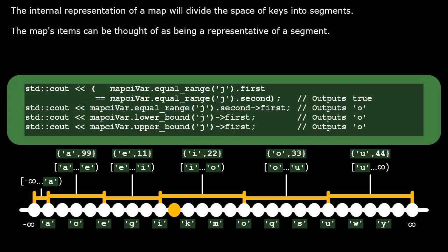Next, let's consider a case like this J, which is not a key used by any of the map's items. Because J is not any item's key, equal range will return a pair that repeats the same value twice. That value will be O, because O is the first key after J, which does get used by some item. In other words, O is the end of the key segment which contains J.